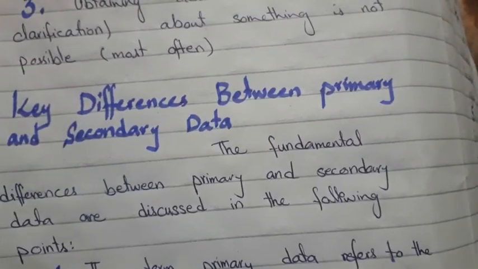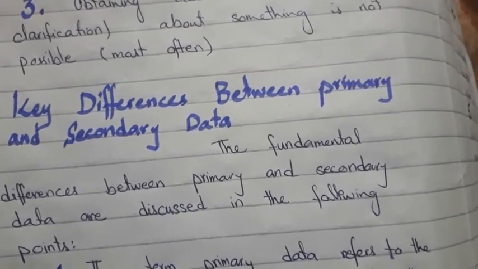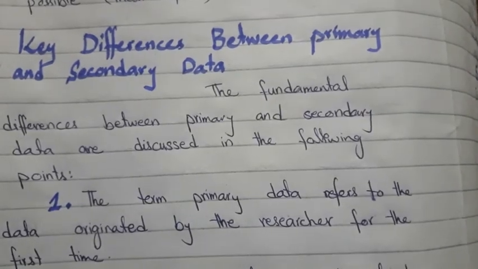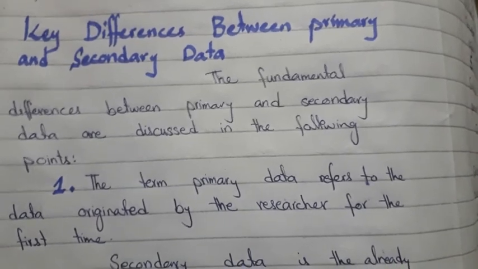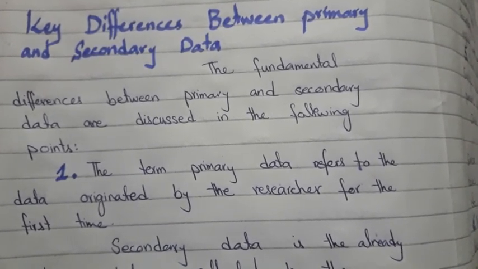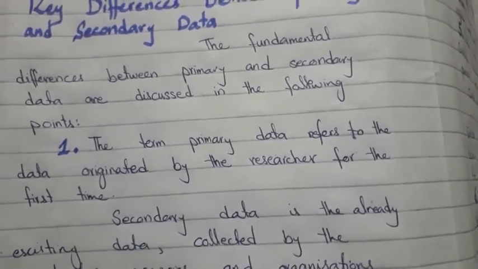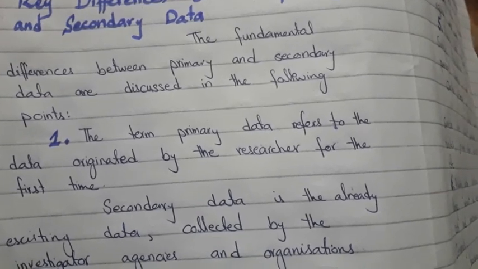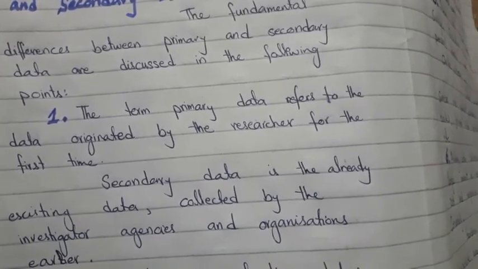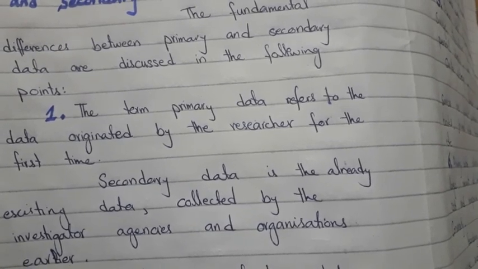Now let's see key differences between primary data and secondary data. Let's discuss the following points. Number one, the term primary data refers to the data originated by the researcher for the first time. Secondary data is already existing data collected by investigators, agencies, and organizations earlier.